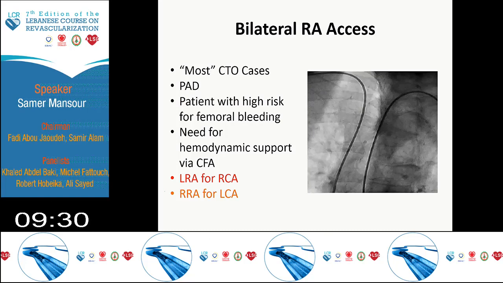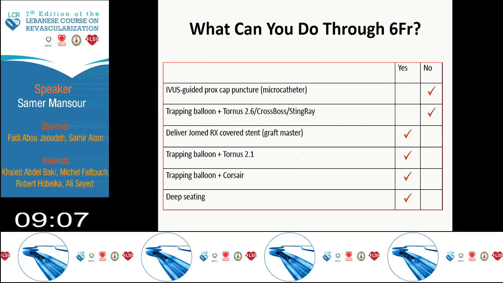You can use the radial artery. We can use it in the majority of CTO cases, mainly if the patient has significant peripheral arterial disease, a high risk for bleeding from femoral access, or need for hemodynamic support. You preserve the femoral access. If you go biradial, you use the left radial artery to engage the right coronary artery, and your right radial artery to engage the left coronary artery.